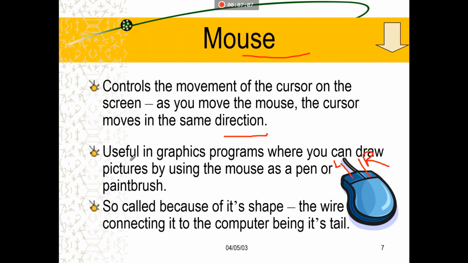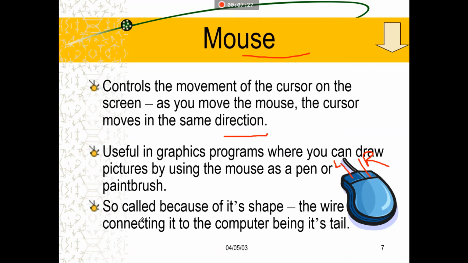It is useful in graphics programs where you can draw pictures by using the mouse as a pen or paintbrush. By using the mouse, you can select any object, whatever you are painting, and then you can color it by using the mouse as a pen or paintbrush. Okay, you can use that also.